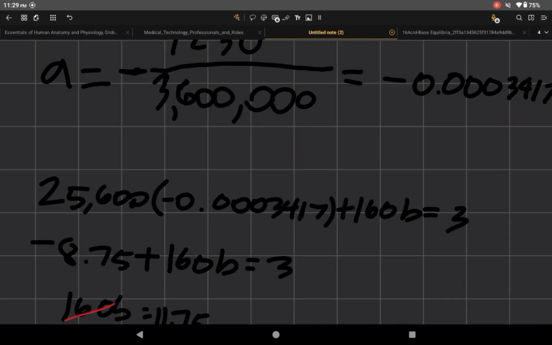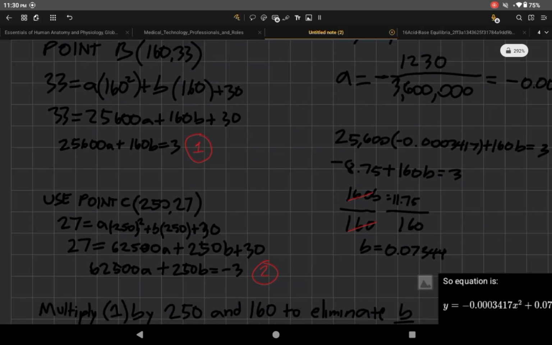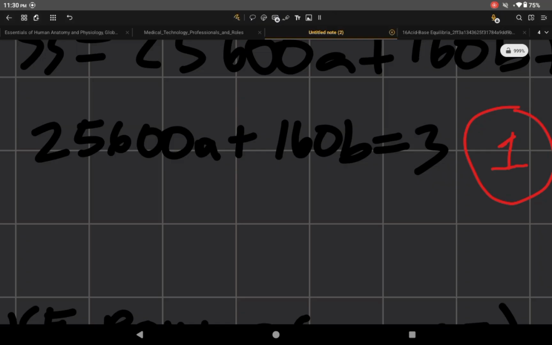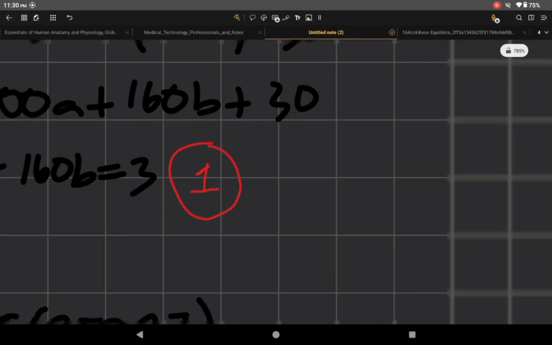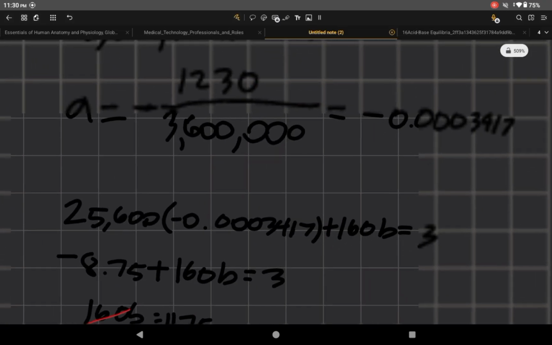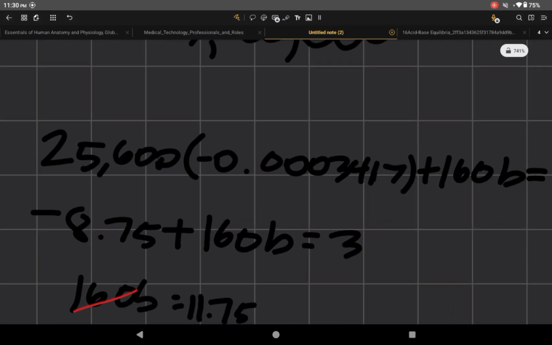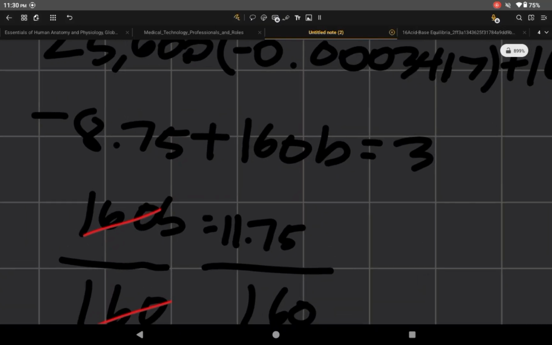Next, we use that value of A in this one: 25,600A plus 160B is equals to 3. Substitute that value. 25,600 times negative 0.0003417 plus 160B is equals to 3. Then, mabilin negative 8.75 plus 160B is equals to 3.